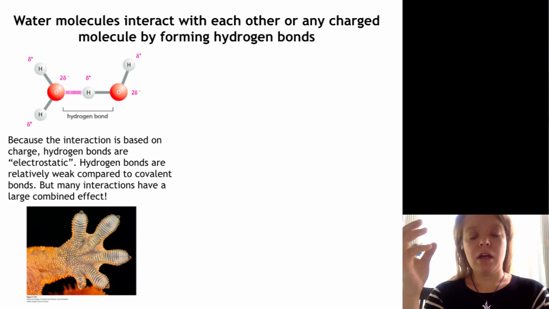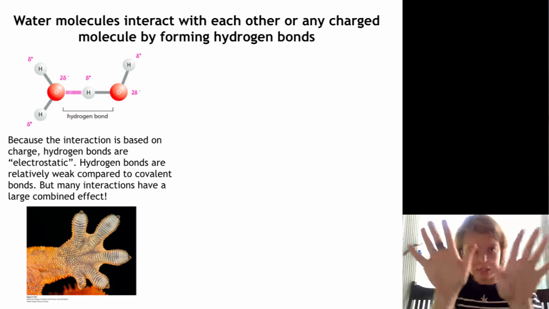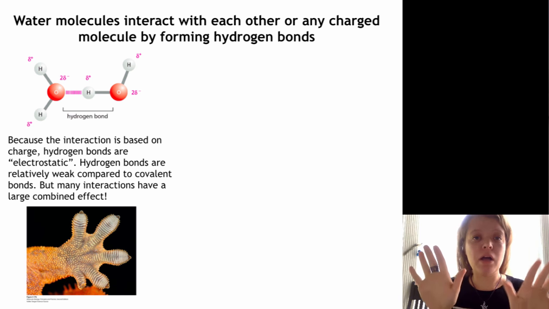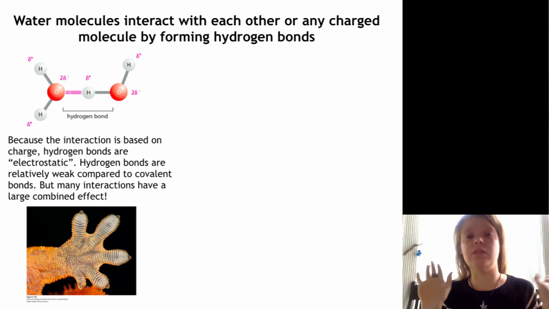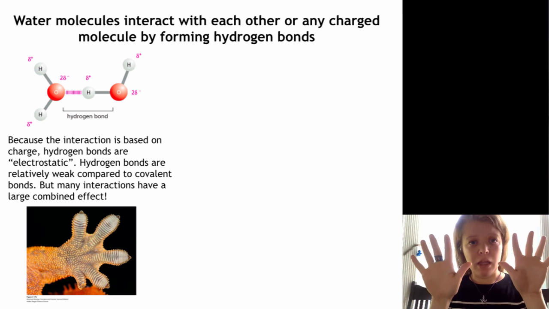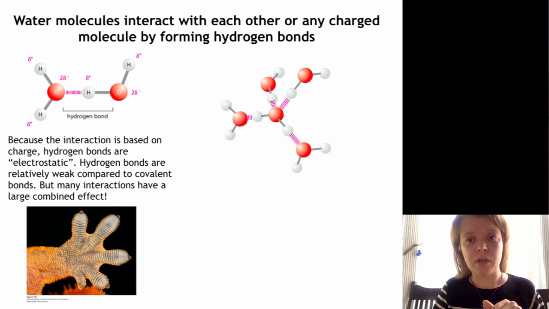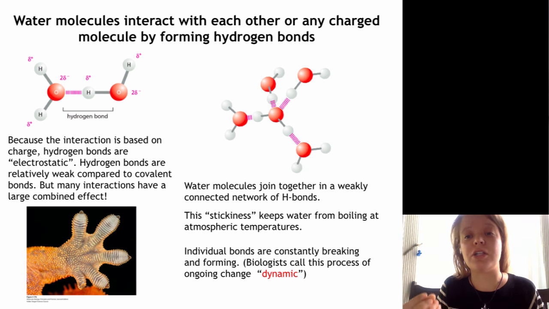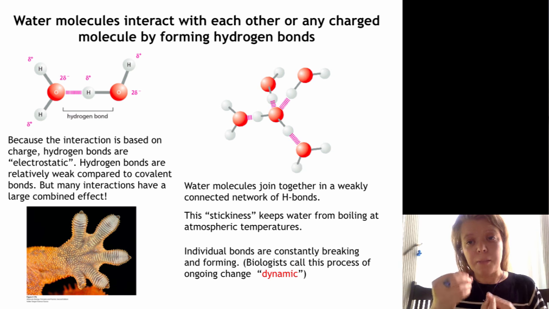In fact, geckos use these electrostatic interactions, which are weak by themselves, but if you have many interactions on one paw, it allows the gecko to move on vertical surfaces and even upside down, simply by electrostatically interacting with the surface it's crawling on. And because water will form hydrogen bonds with itself, because every oxygen inside the water carries a partial negative charge, and every hydrogen a partial positive charge, it makes water sticky to each other.